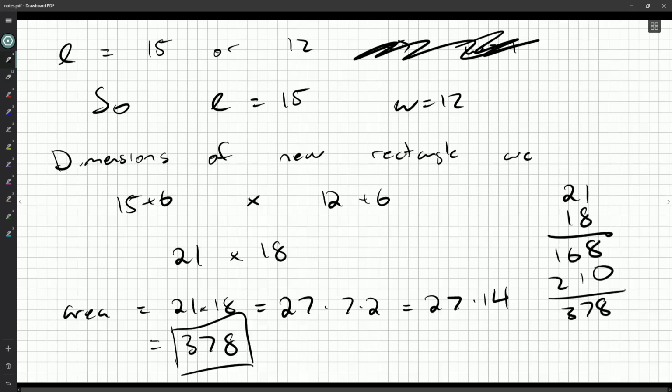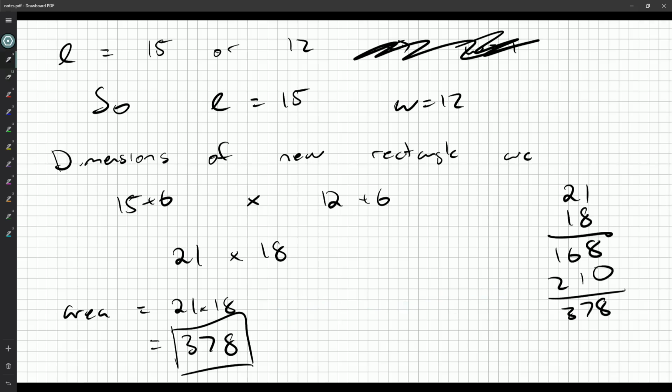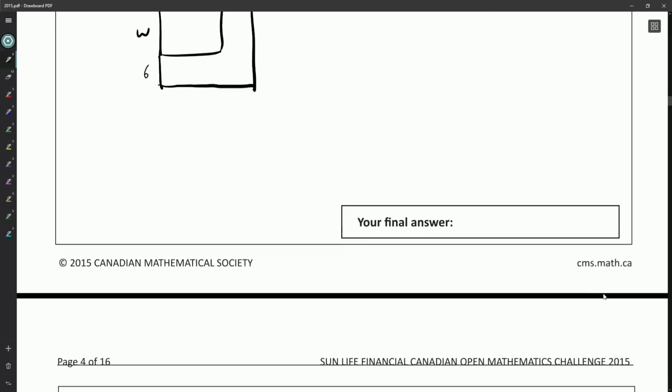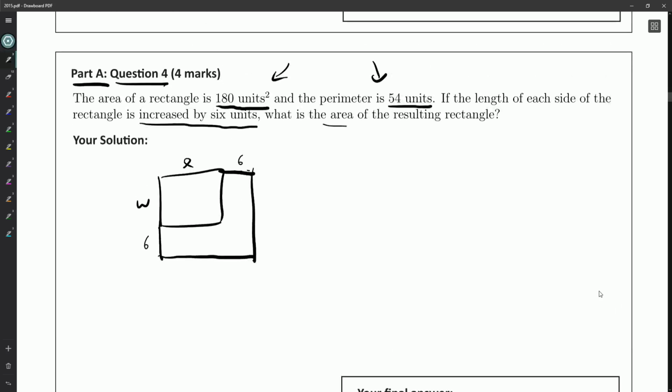So I'm just going to clean this up. I shouldn't have rearranged it like that. I was trying to group things together, and it ended up being slightly worse, but that's okay. So 378, we just wanted the new area, right? Not the new perimeter. Good, and of course, that would go in the usual place, the final answer box.